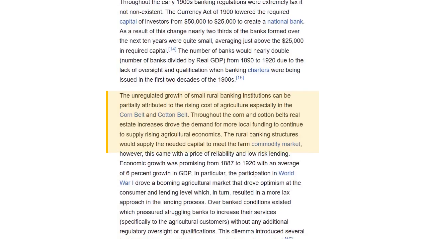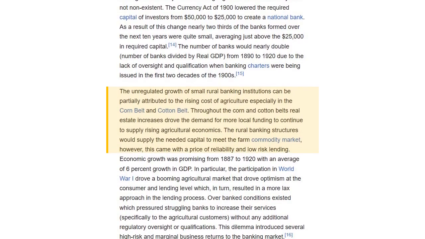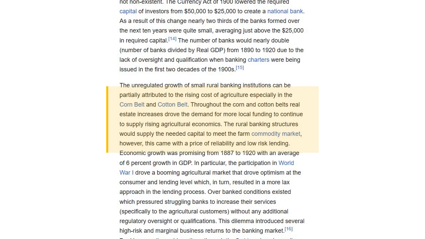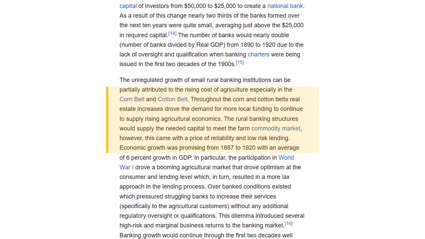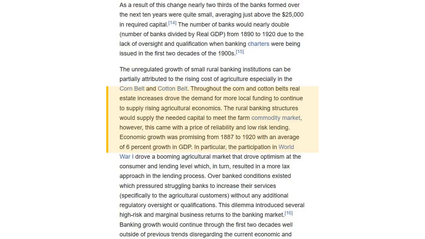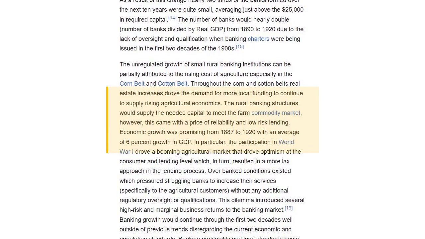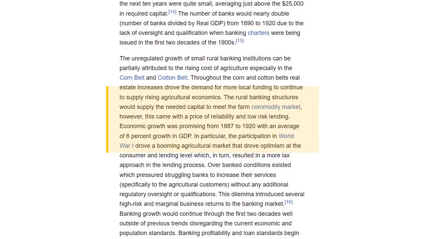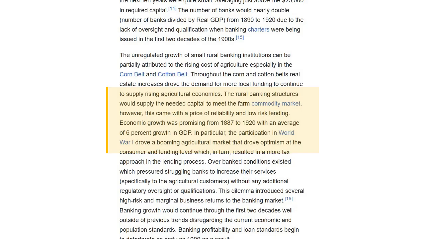Throughout the Corn and Cotton Belts, real estate increases drove the demand for more local funding to continue to supply rising agricultural economics. The rural banking structures would supply the needed capital to meet the farm commodity market. However, this came with a price of reliability and low-risk lending.